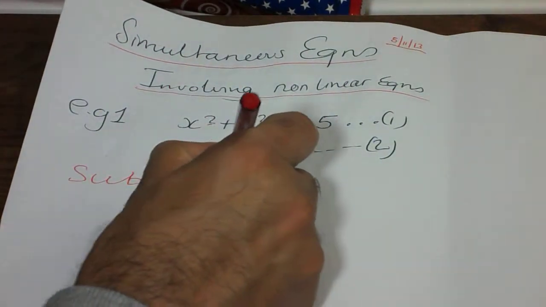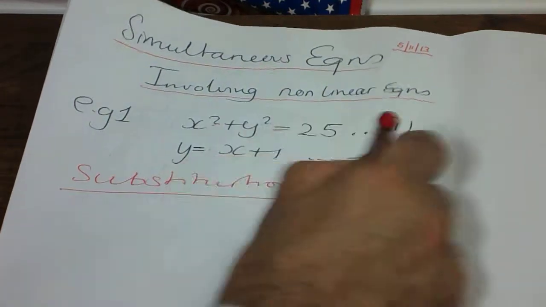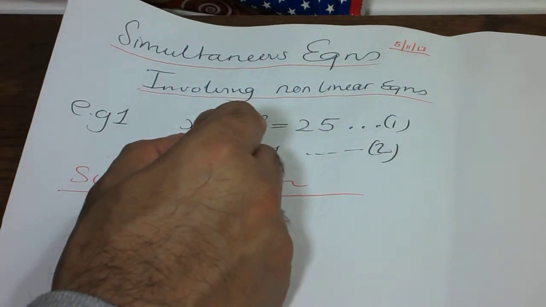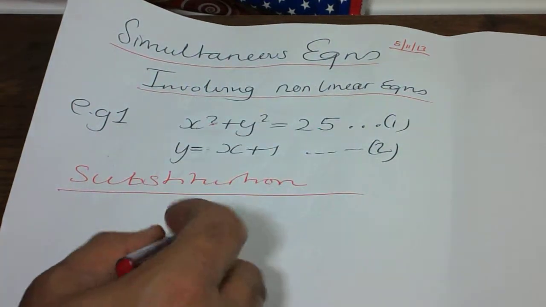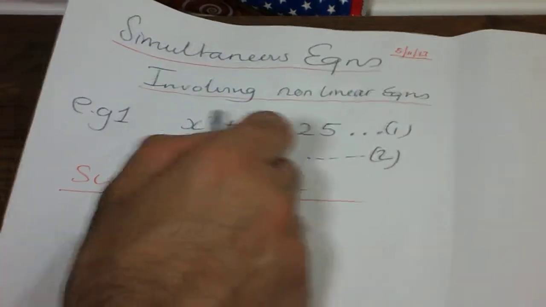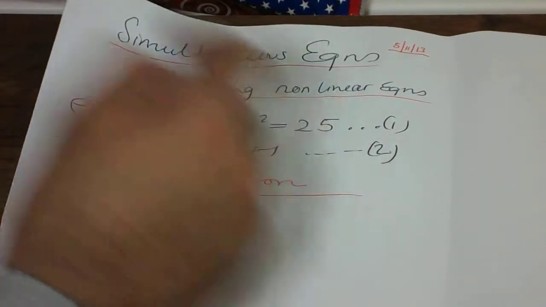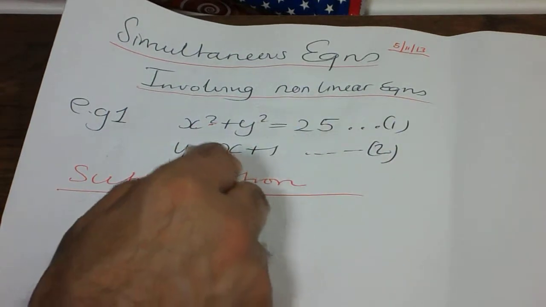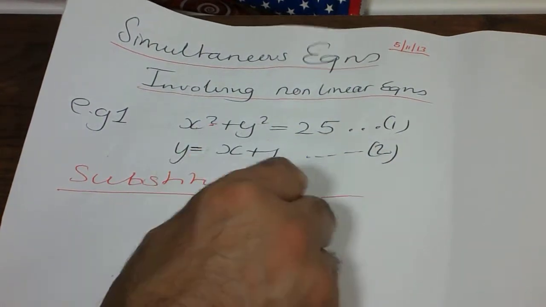Okay, substitution, and here we actually have an equation that has got a power of 2, so x squared and y squared. So this is the first equation, x squared add y squared equals 25. This here is the equation of a circle. This is a linear equation, equation of a straight line.